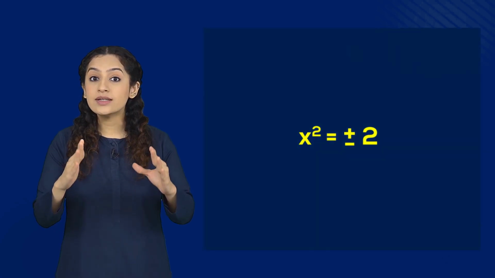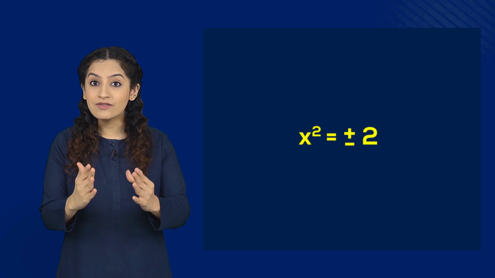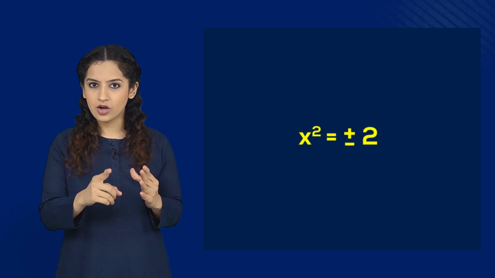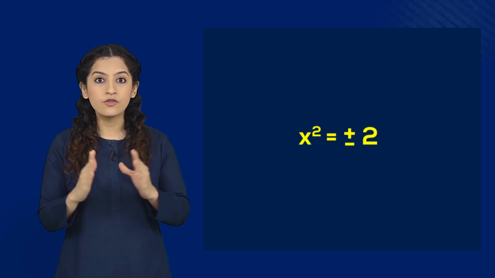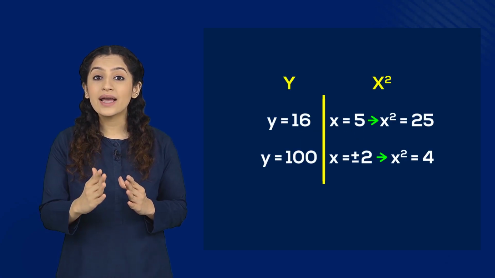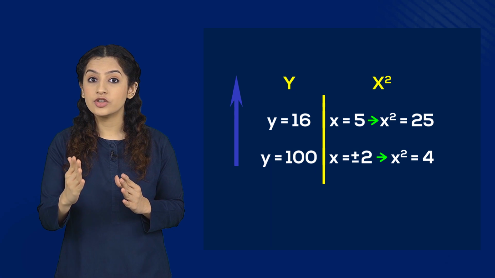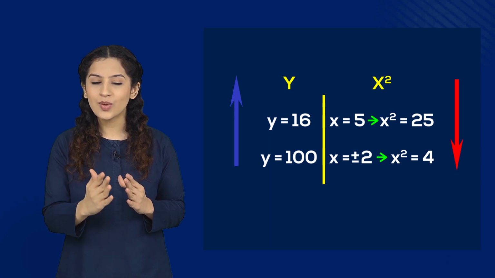But how does plus minus 2 satisfy the inverse variation here? Look, the square of either positive 2 or negative 2 is still 4. So, when y is increased from 16 to 100, x decreases from 25 to 4.